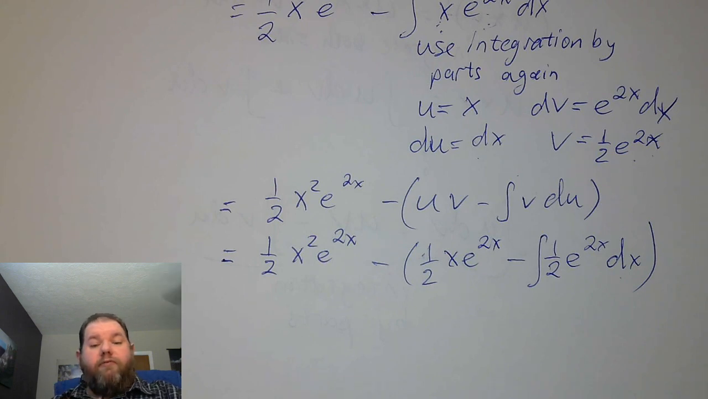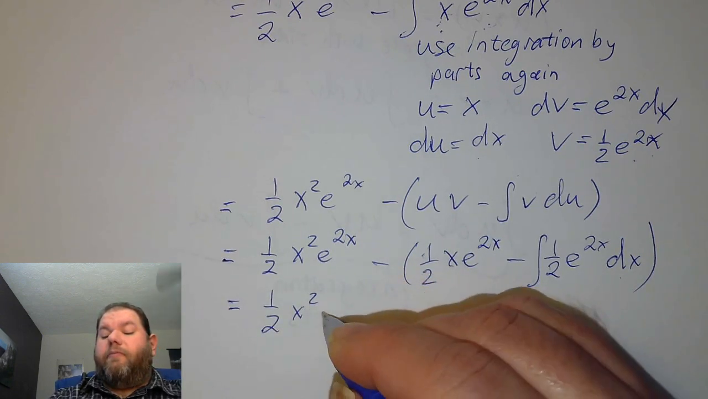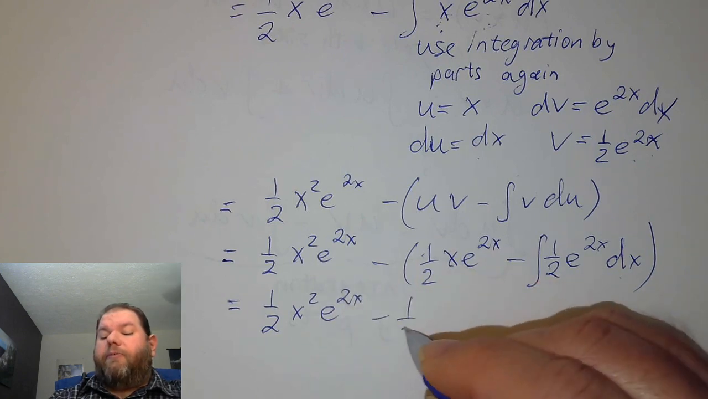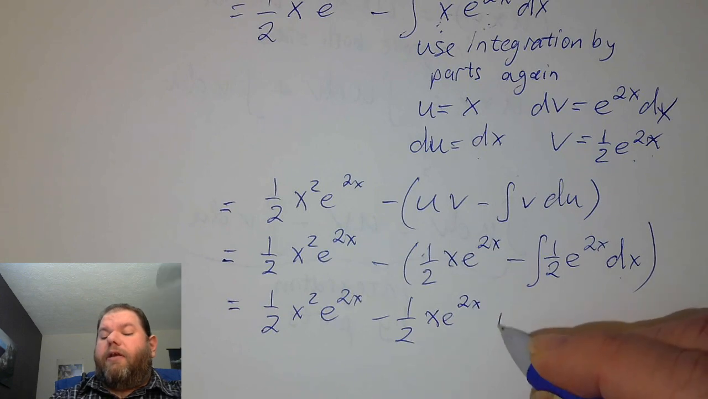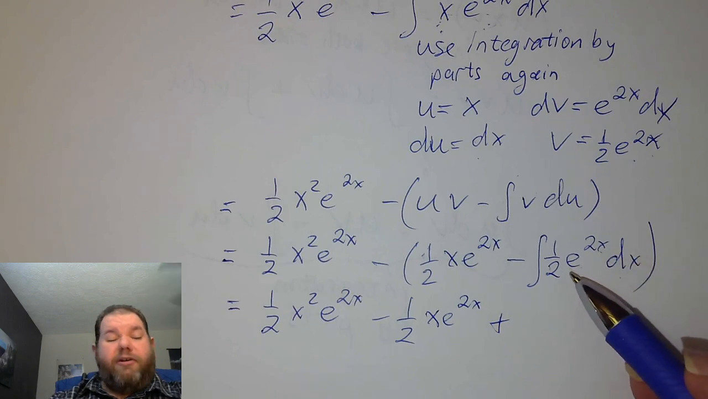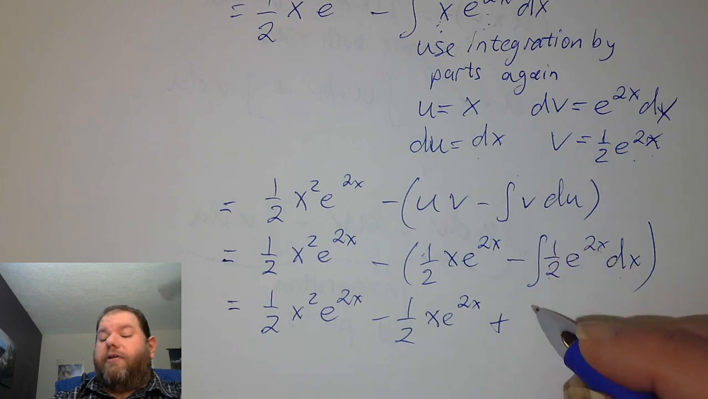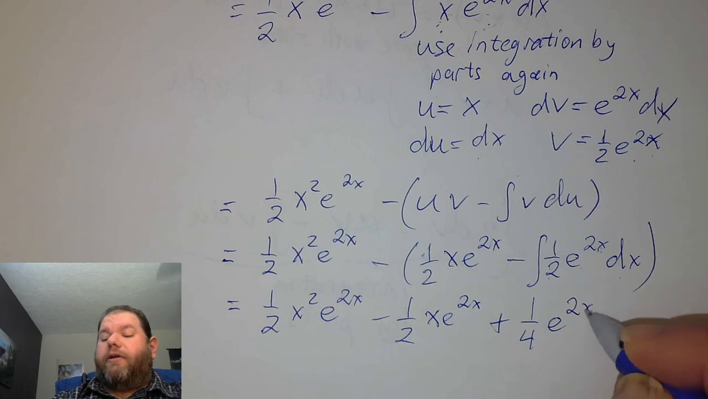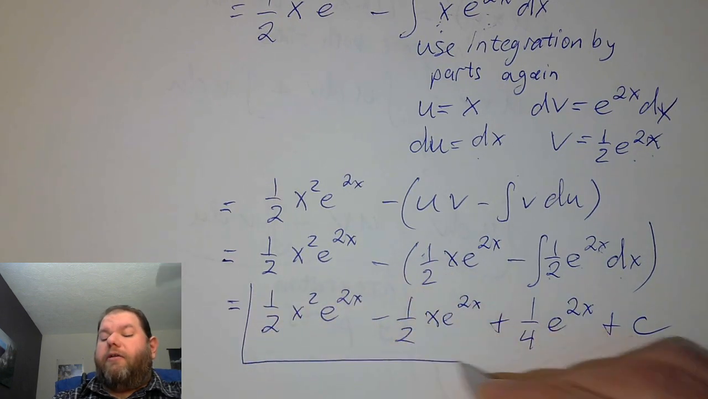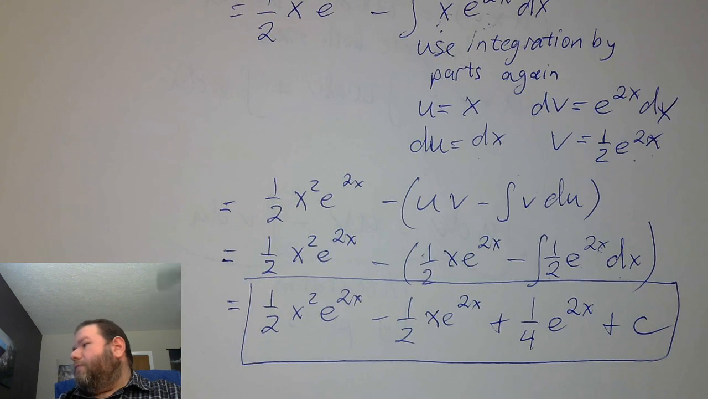Now, if we like, we can go ahead and resolve the minus signs, or distribute the minus basically. So we have minus 1/2 x e to the 2x, and then plus, and then we think about what's the integral of 1/2 e to the 2x. Well, we already know the integral of e to the 2x is 1/2 e to the 2x times another 1/2 that we have here. That'll make it 1/4 e to the 2x. And then finally we can add plus c at the end. And so that would be our integral of x squared times e to the 2x.